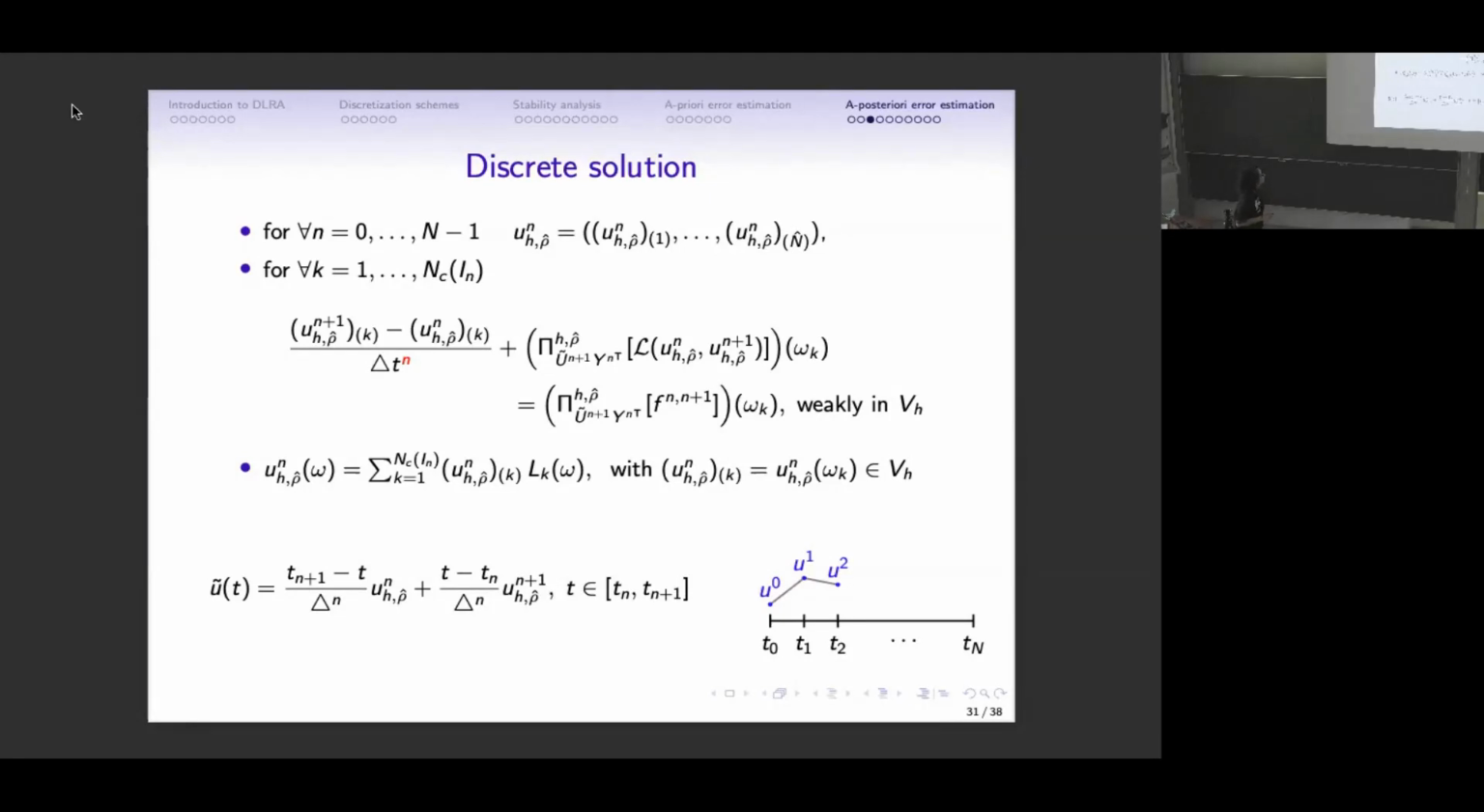So if here by U_{n,H,rho} I denote the set of all of my solutions in all the collocation points, they satisfy this equation for every collocation point and for every time n. Now here I'm allowing the time step to change in time, okay? And now, having this, I introduce a discrete solution which is continuous in omega by interpolating these results for each collocation point with Lagrange interpolants. And then I interpolate in time my solutions which were obtained for every discrete time step. So this U tilde is a function which is continuous in x, omega, and t.